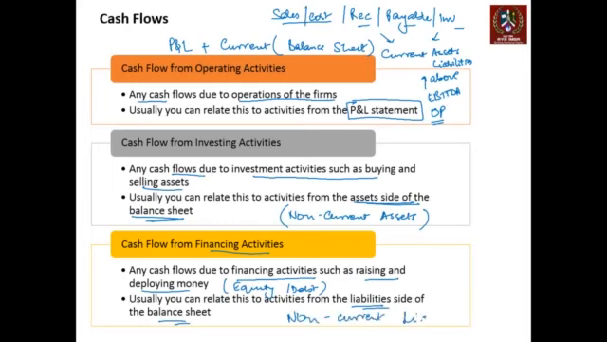of the liabilities, right? So essentially, if you look at these three, cash from operating activities is typically from the P&L and current part of the balance sheet, current assets and current liabilities. Cash from investing activities is the asset side of the balance sheet, and that too non-current. And cash from financing activities is typically the liabilities side, and that too non-current liabilities.